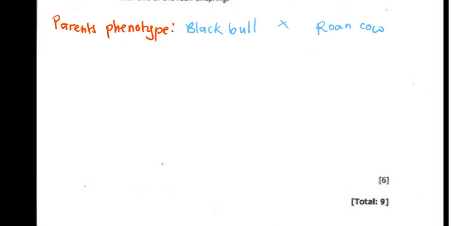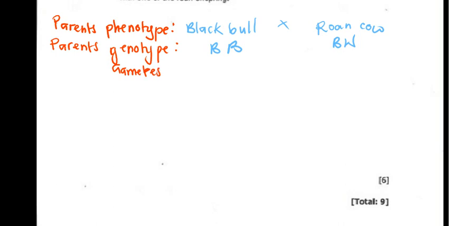And then we're going to have the parents' genotype, which is we're going to write BB here, and then we're going to write BW here because it's roan. Okay, and then we're going to say gametes here, and the gametes are going to be B, B, W. So you pretty much just separate these. Let me give a little bit of space here. We're going to put the W here.